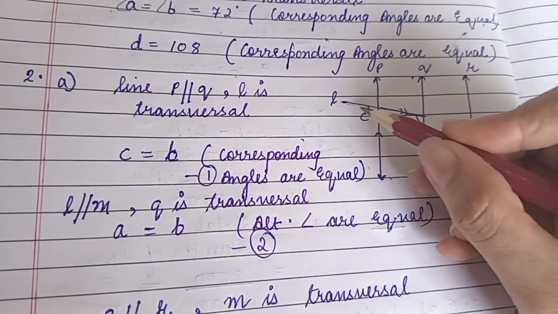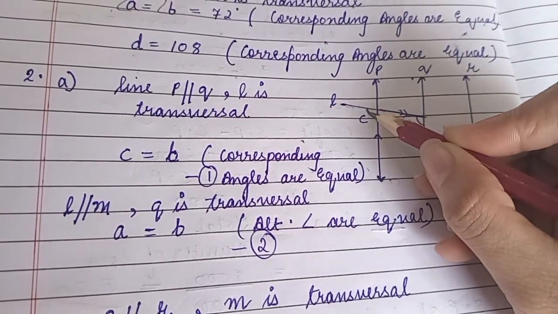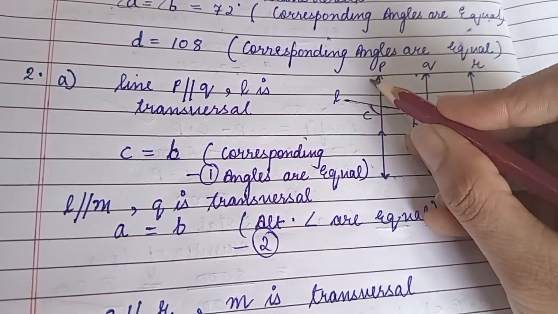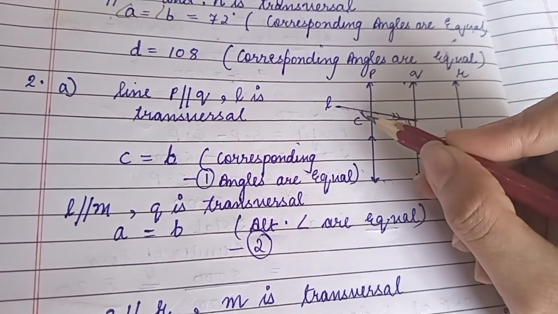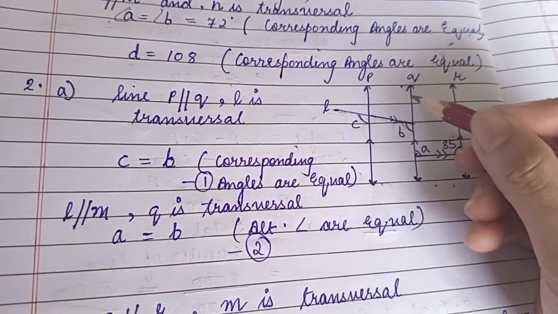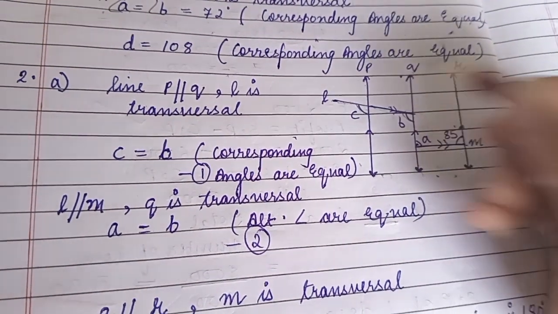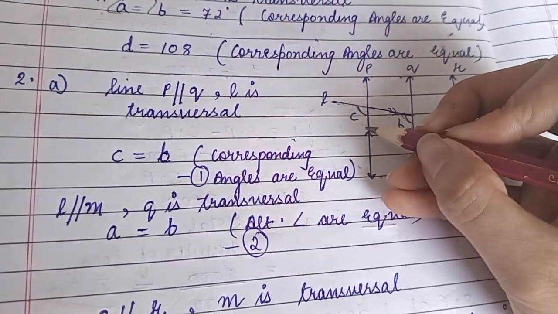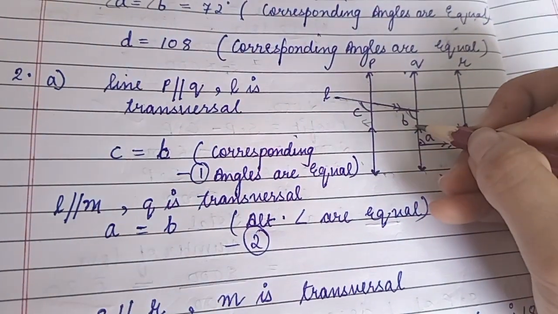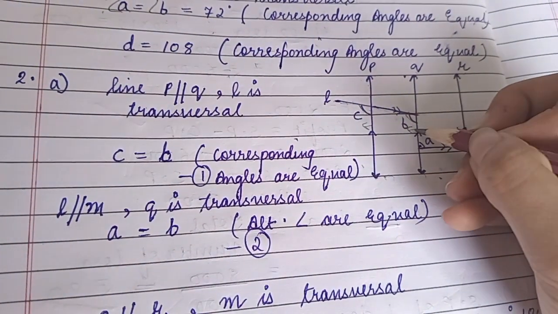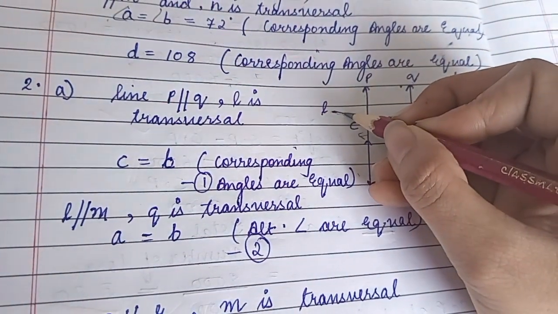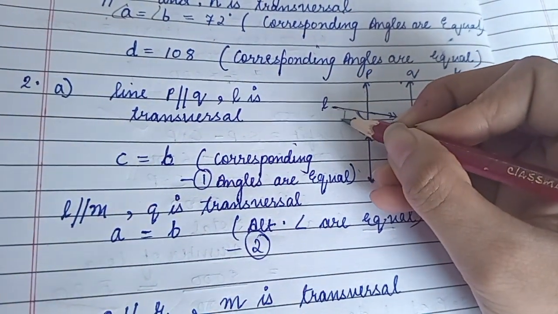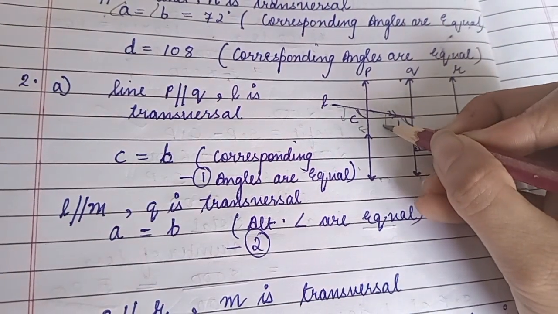Now coming to the transversal and parallel lines, where is angle C? On line P. Where is angle B? On line Q. P and Q, correct? C is on line P, B is on line Q. And they both are above the parallel lines. If I make the arrow, it will be like this. And over here in the transversal, they are on which side? This side or that side? Definitely on this side. This angle is also on this side.